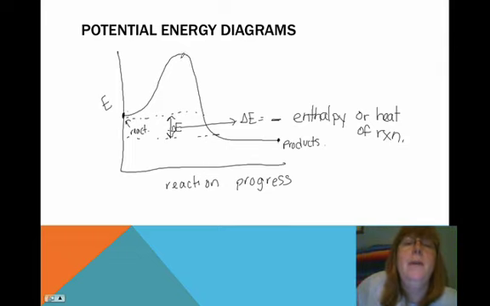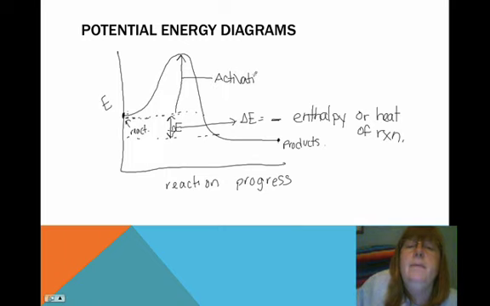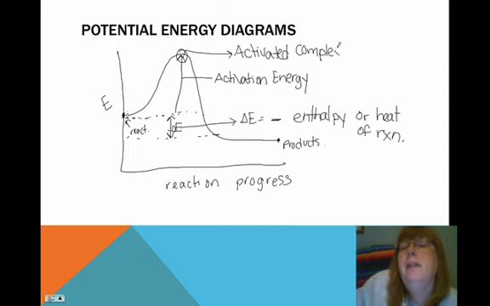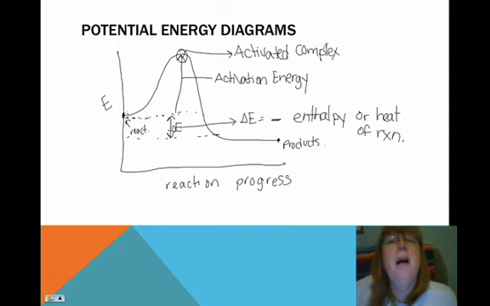All right, now what about this big hill right here in the middle? Well, the amount of energy that it takes to get from where you start, the energy of your reactants, to get to the top of that hill has a special name. And that name is the activation energy. And the top of the hill has a special name. At the very top up here, that is called our activated complex. And it used to be called a transition state. I haven't really heard that much lately. Activated complex. That is where bonds of the reactants are being broken and bonds of the products are being formed.